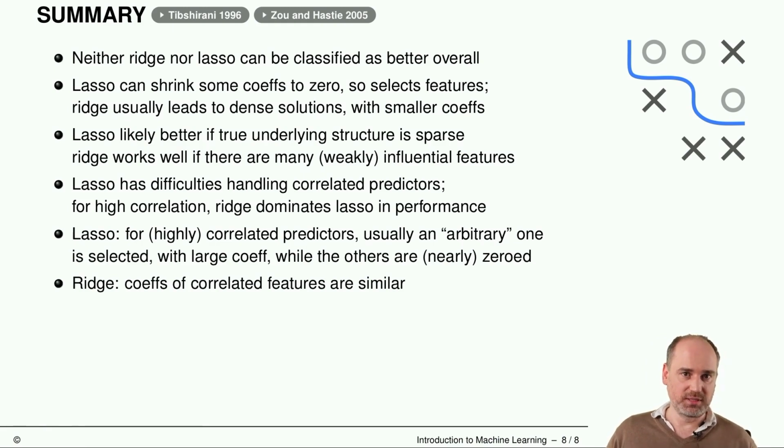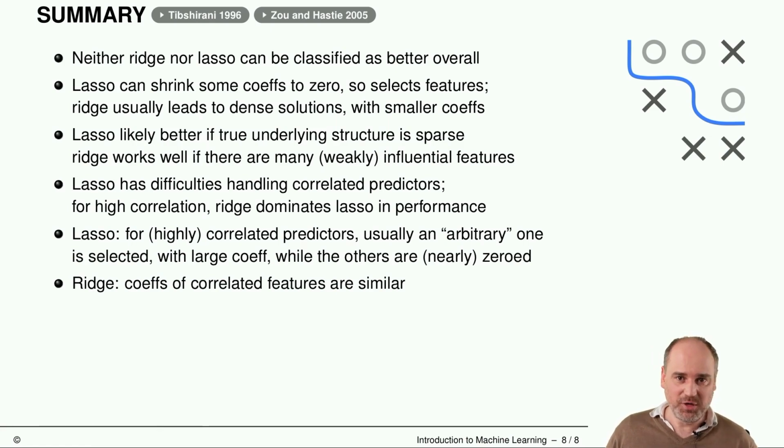Lasso usually has difficulties handling correlated predictors. For high correlation structures, Ridge usually dominates Lasso in performance. In many cases it is a bit better in terms of predictive performance in general. So that's usually what I would use first and foremost if I were only interested in predictive performance. Lasso is interesting for its feature selection property, which can also be generalized in many different forms to also select groups of features and so on.